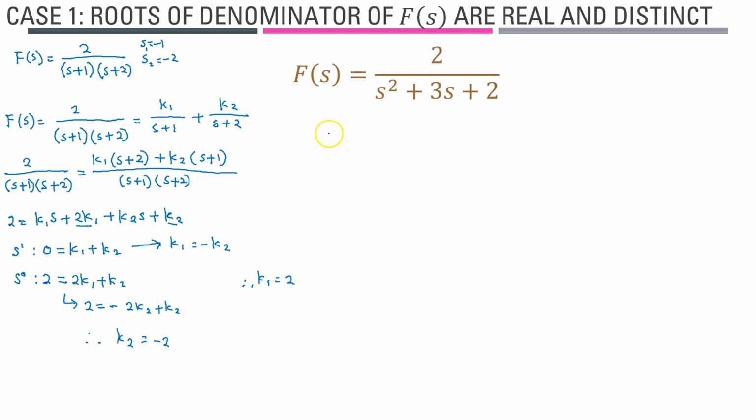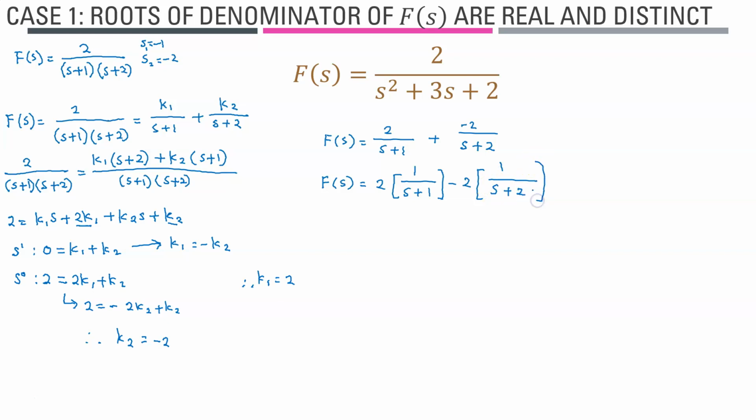So you can write back the F of s, which equals k1 over s plus 1, so 2 over s plus 1, plus k2 which is minus 2 over s plus 2. This one I can simplify further, so it will become 2 times 1 over s plus 1 minus 2 times 1 over s plus 2.